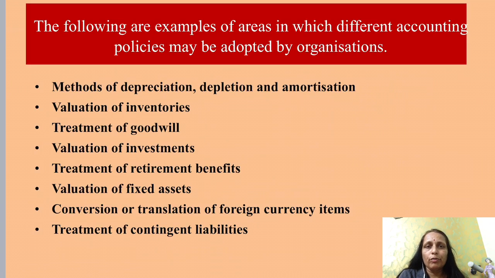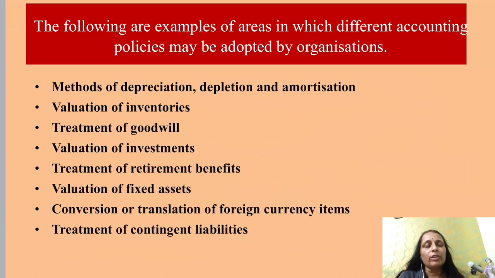Next is the valuation of inventory. There are different types of valuation of inventories available, like FIFO, LIFO and average method. So, if a company is choosing one policy, they need to be consistent. Then the treatment of goodwill, valuation of investment, treatment of retirement benefits, valuation of fixed assets, conversion or translation of foreign currency items, at what point. If you are choosing one policy, you need to be consistent with that.